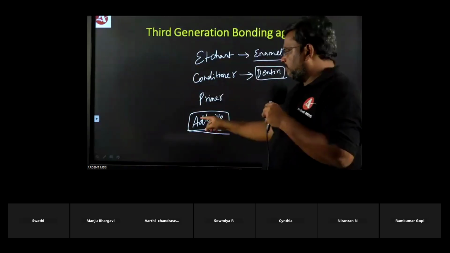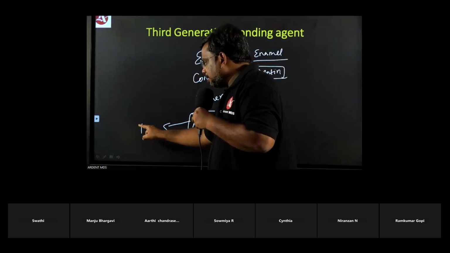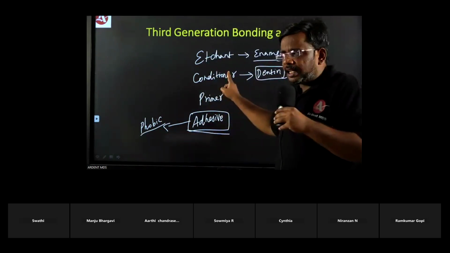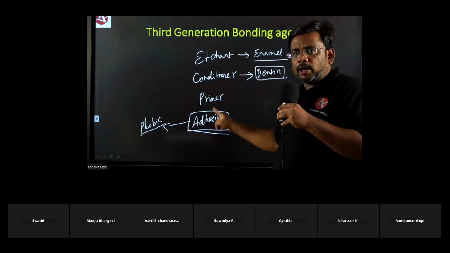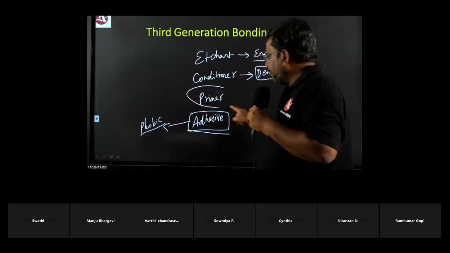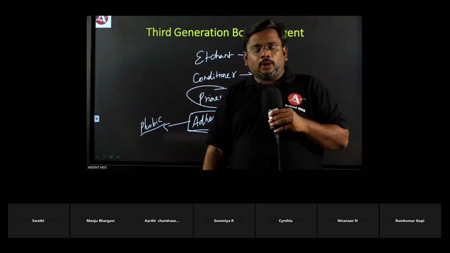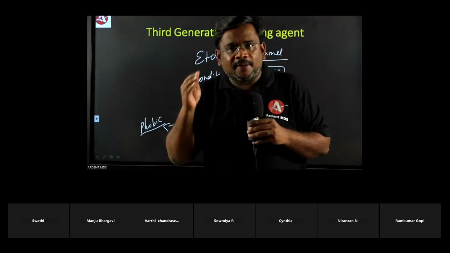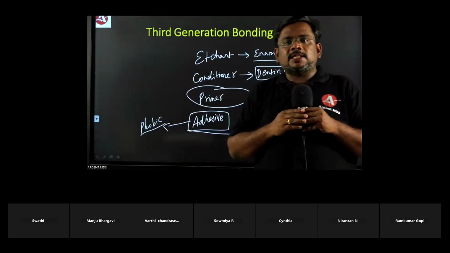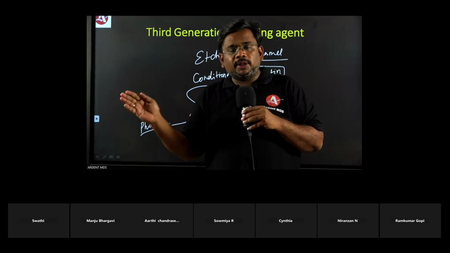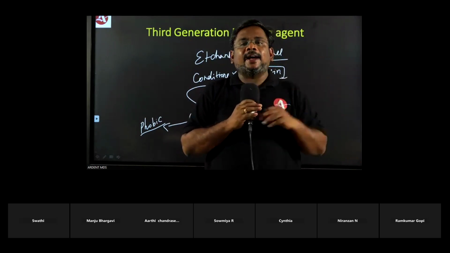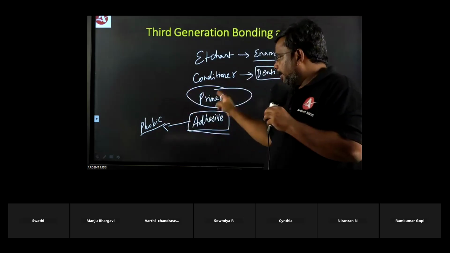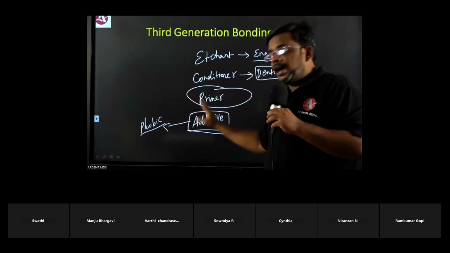But this adhesive is also a resin, so it is hydrophobic, while your dentin is hydrophilic. It doesn't bond. That is where the primer comes into play. Primer is a bifunctional monomer. What is a bifunctional monomer? It has both hydrophilic and hydrophobic components. The hydrophilic part binds to the dentin and the hydrophobic part binds to the adhesive.